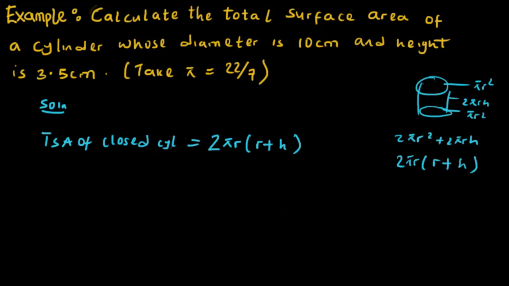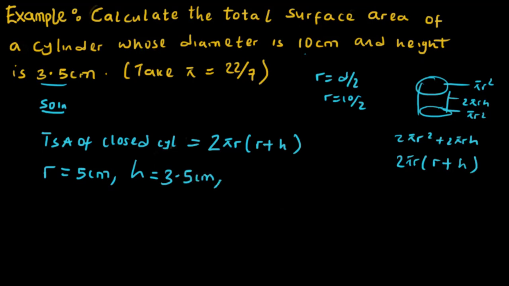What were we given from the question? We're told that the diameter is 10 centimeter. If diameter is 10 centimeter, it means radius is diameter over 2. Radius is 10 over 2, so radius is 5 centimeters. Then we are told that the height is 3.5 centimeters. So height equals 3.5 centimeters. And we are told to take pi equals 22 over 7. We slot this into the formula.